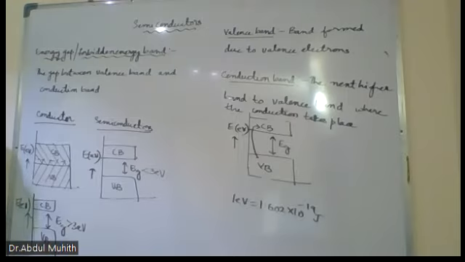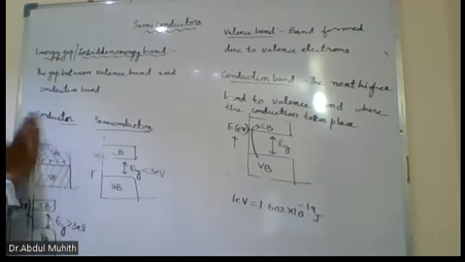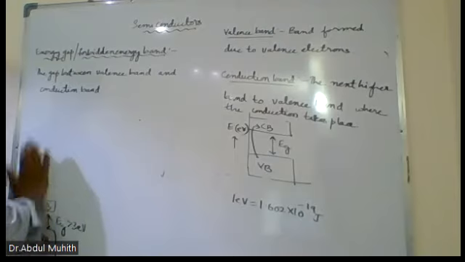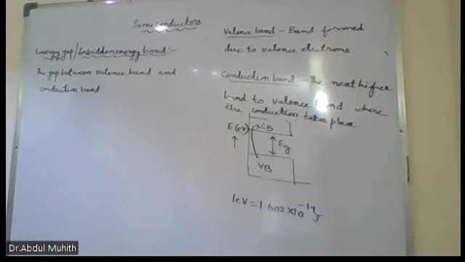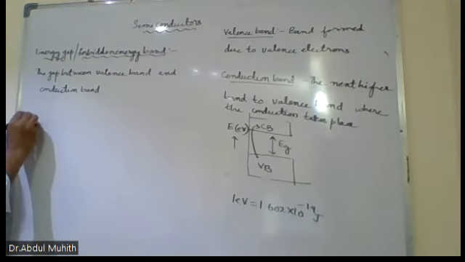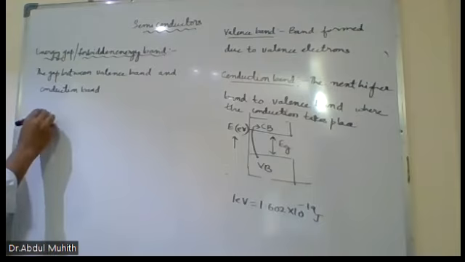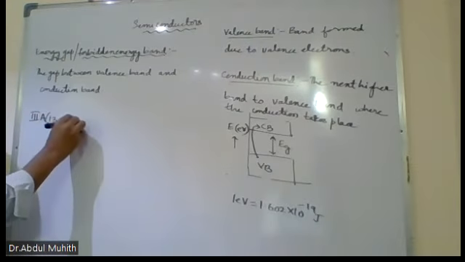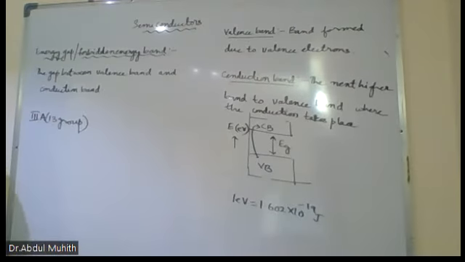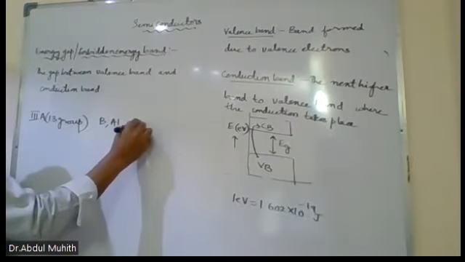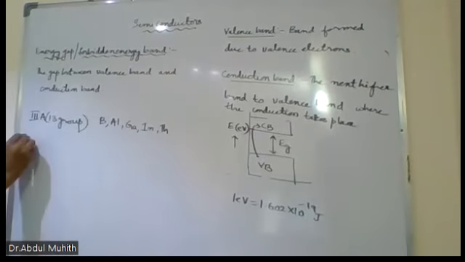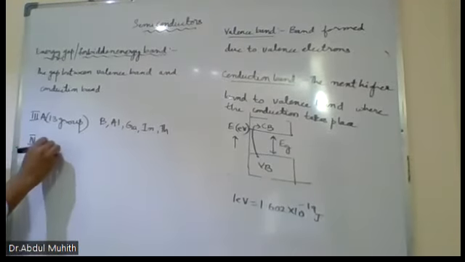Now, next we will discuss the third group, fourth group, and fifth group elements. In the periodic classification table, we have the 3A group elements, that is the 13th group: boron, aluminium, gallium, indium, and thallium. Then the fourth group elements, which is again the 14th group.